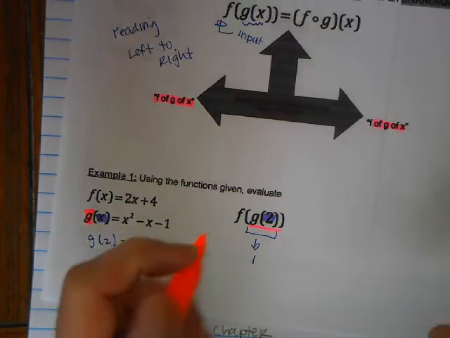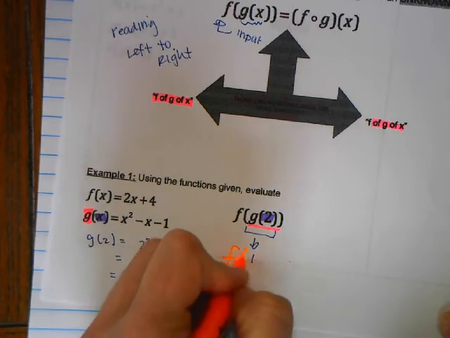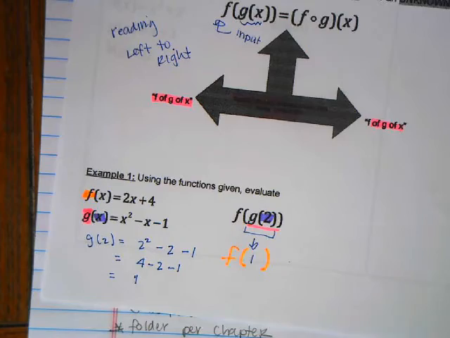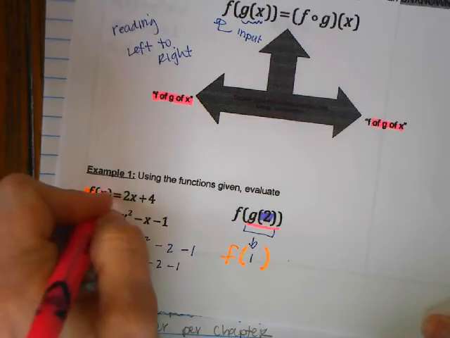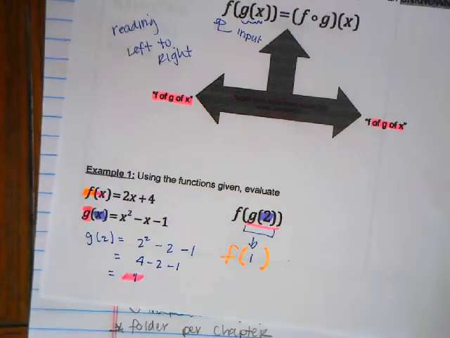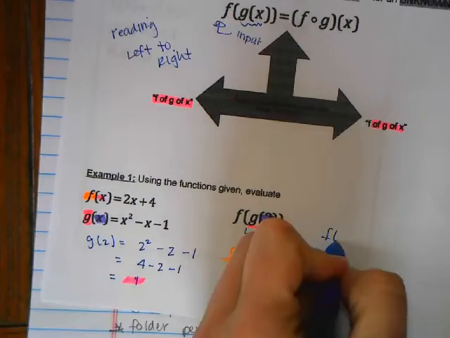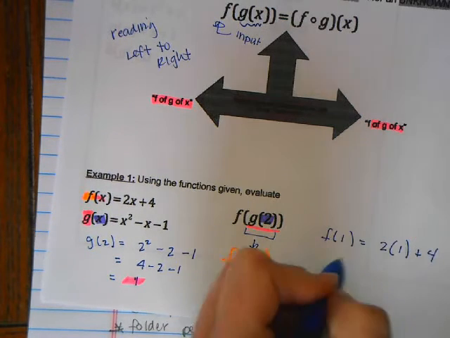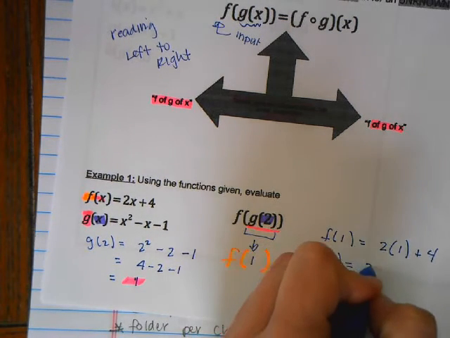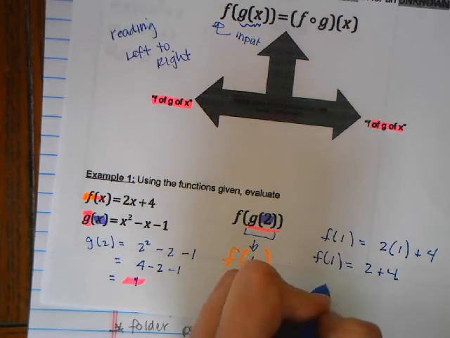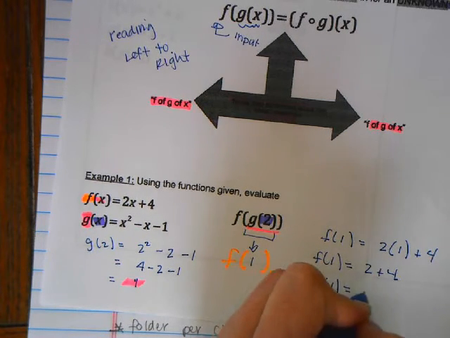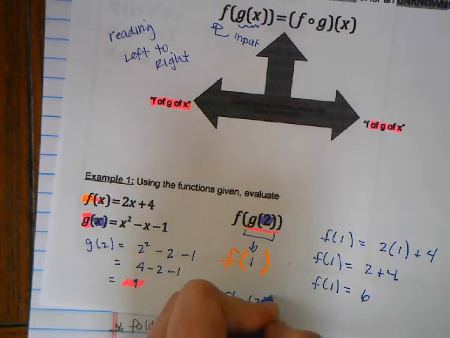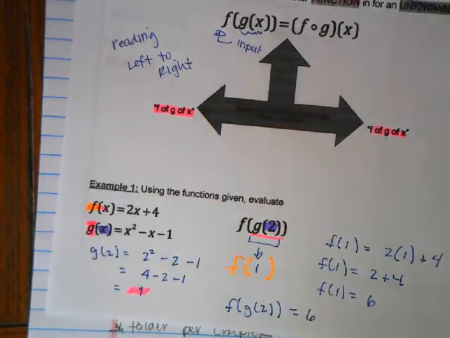Now we go to the outside of my present, which is my f function. So now I'm going to have f of 1. I come over to my f function, and I'm going to substitute in what I just figured out from my g function, which was 1. Now f of 1 equals 2 times 1 plus 4. So f of 1 equals 2 plus 4, so f of 1 equals 6. Final answer, f of g of 2 is equal to 6.